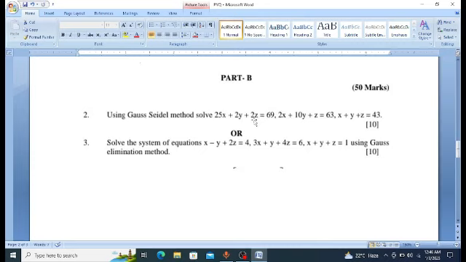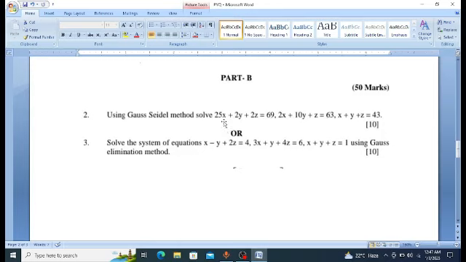and this equation is satisfying the condition. Then coming to the second equation, you take the y coefficient as 10. Mod of 10 is greater than or equal to mod 2 plus mod 1. Yes, 10 is greater than or equal to 3. So this equation is also satisfying the condition.